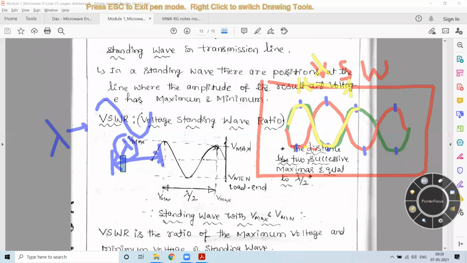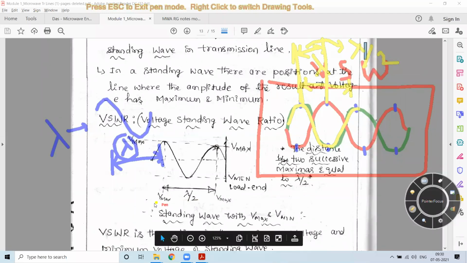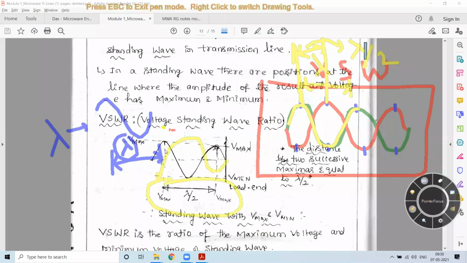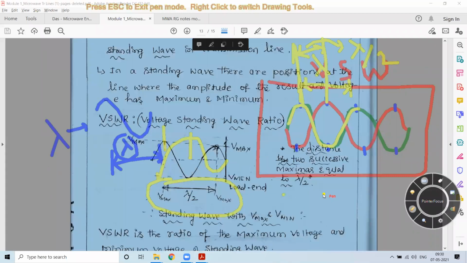When we consider the distance between the successive maxima, it will be half of this one. It will be lambda by 2. This diagram is meant to represent another waveform which has to come over here, the distance between these two. So the distance between two maxima points is lambda by 2.